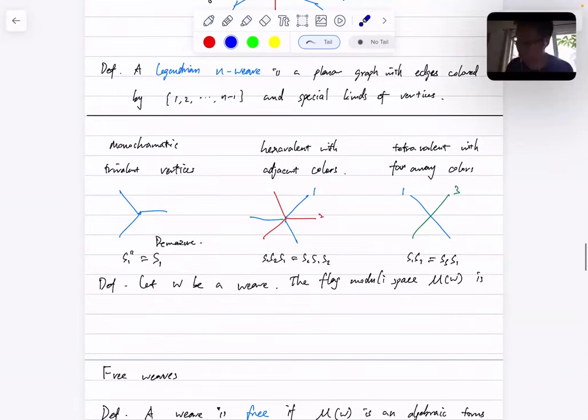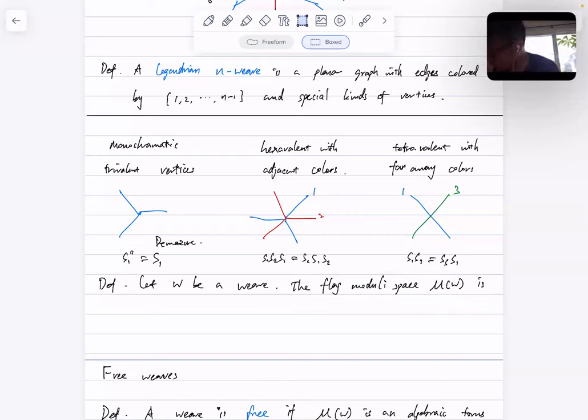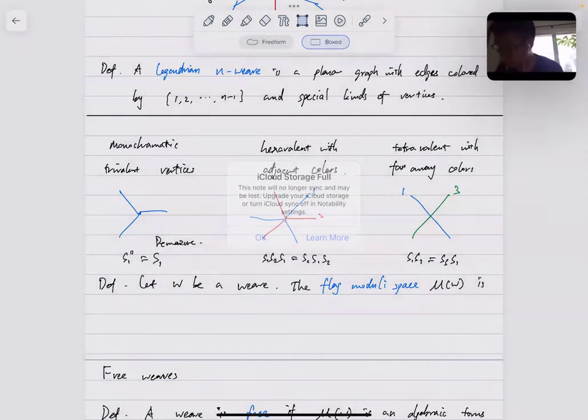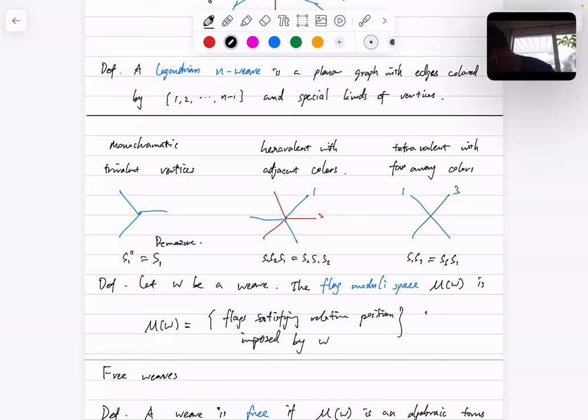So now, mimicking how we define the flag moduli space for a positive braid, for a weave W I can also define a flag moduli space MW to be flags satisfying the relative position imposed by W, and then you quotient again by the GRN action. What do I mean by flags satisfying the relative position imposed by W?